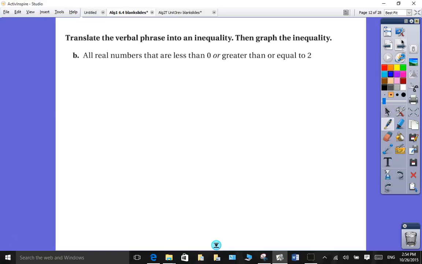Okay, let's see. All real numbers. The all real numbers part is going to be represented by an x. We are interested in those values that are less than 0. X is less than 0, or x is greater than or equal to 2. So there's a compound inequality. It says graph it.